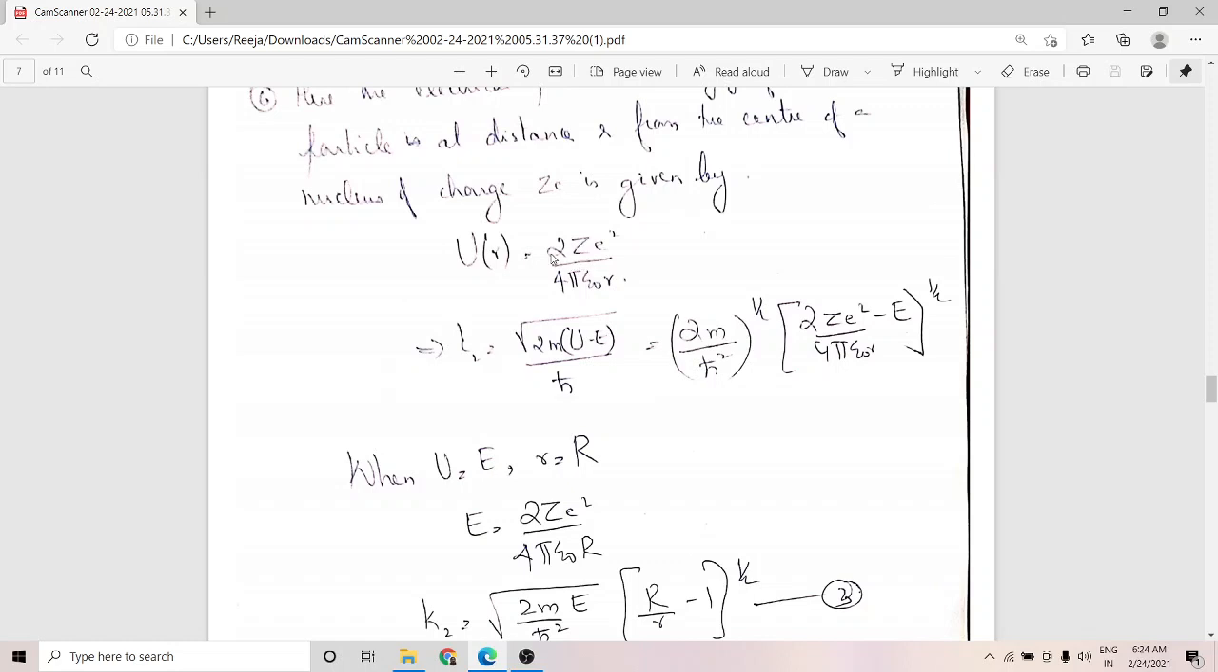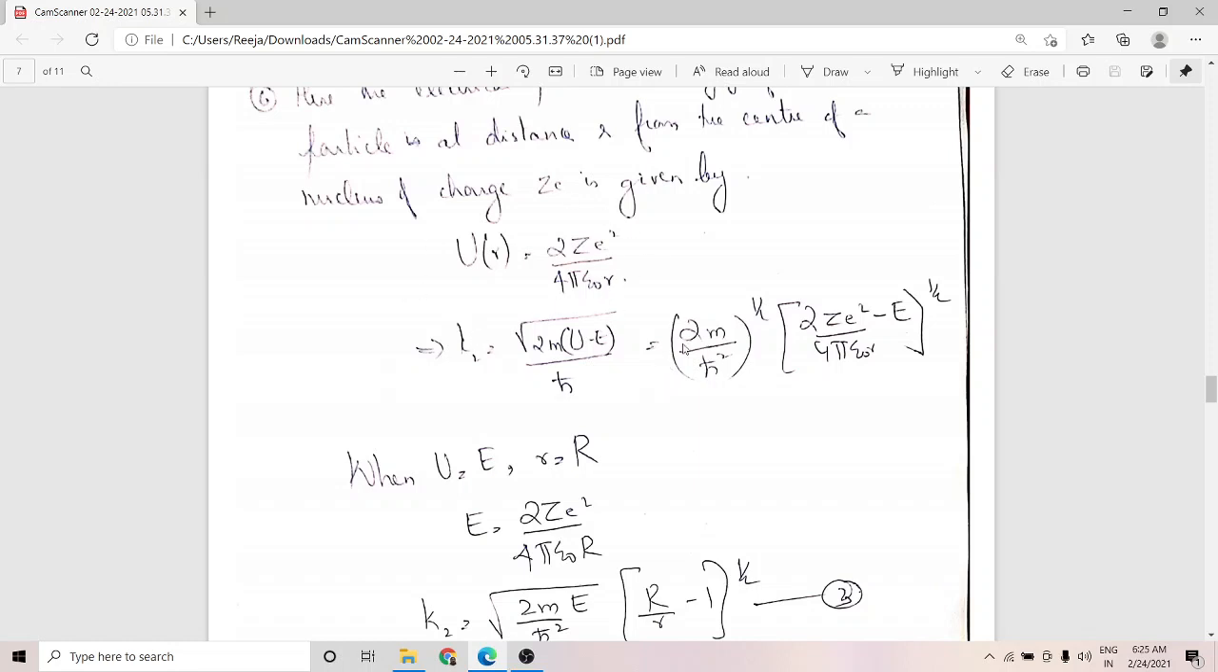Here q1 is the atomic number of the nucleus into its charge, into that of the alpha particle, 2 into E, the next charge particle. So it is 1 by 4 pi epsilon 0 into Q1, the charge of the nucleus Ze, and Q2, the charge of the alpha particle 2e. Multiplying those two, we get 2 into Z into e square by small r. And so our K2 can be replaced as root of 2m (u minus E) by h cross.